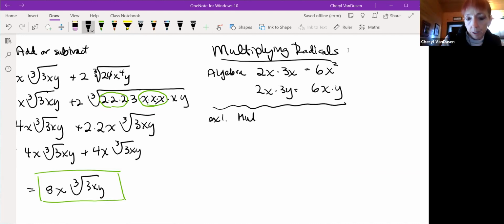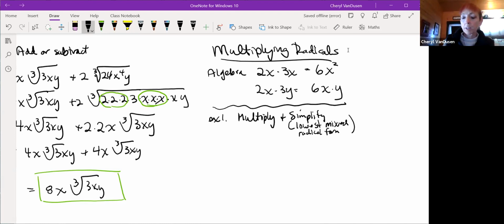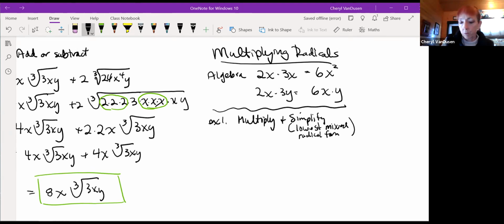Okay, so it will say to us to multiply and simplify. And again, just a reminder, simplify means lowest mixed radical form. So leave the least amount you possibly can in the radicand. Okay, just reorganize my screen just a little bit there. Okay, so we'll lead out with something. We won't make it too hard.